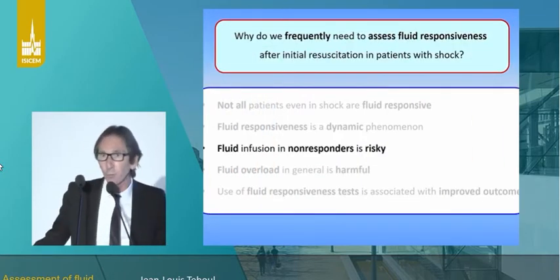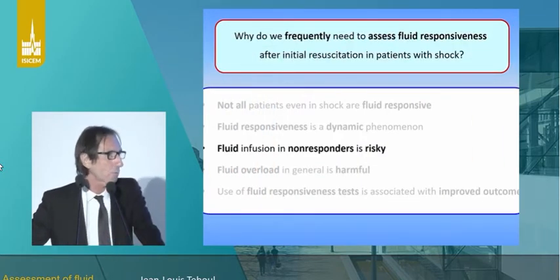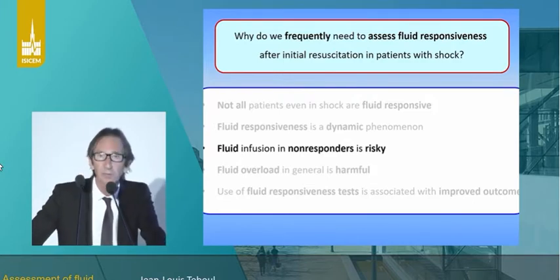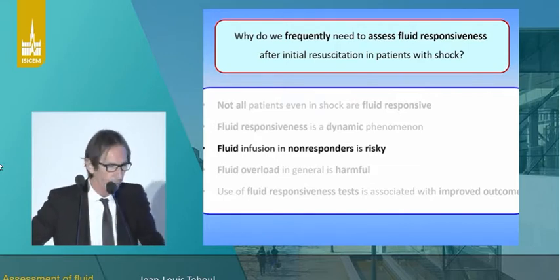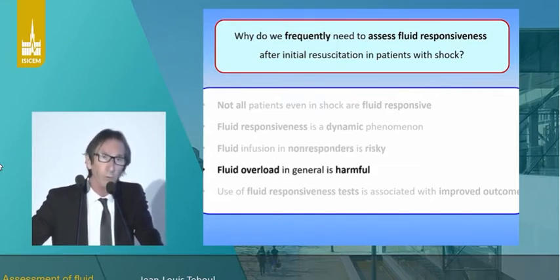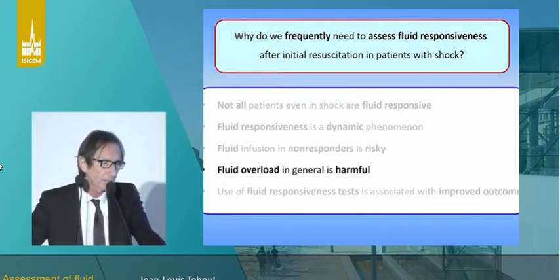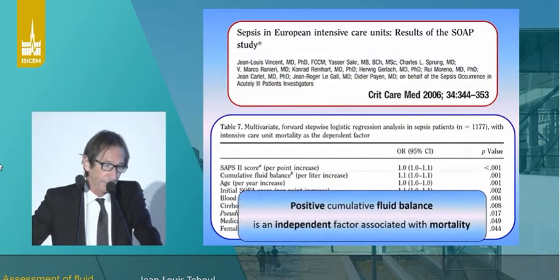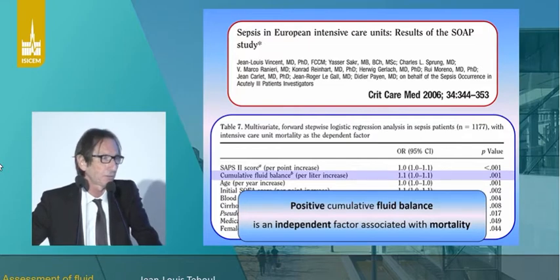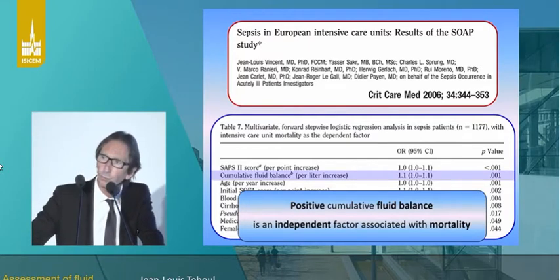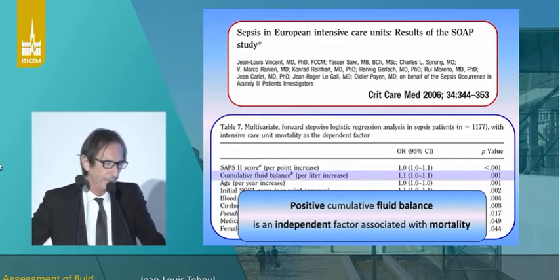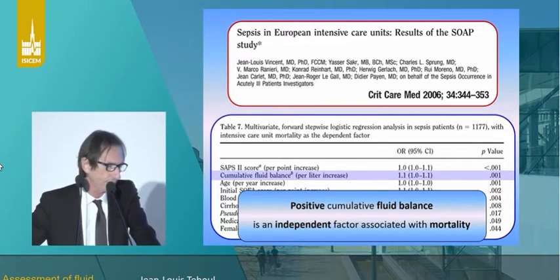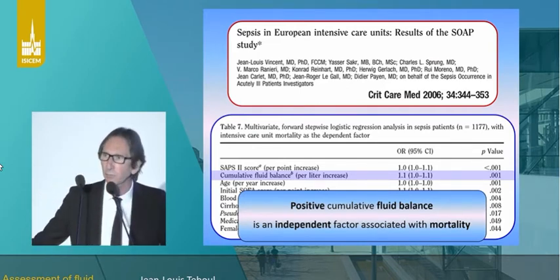The third reason why it is important to assess fluid responsiveness is because fluid infusion could be risky in non-responders, the risk of pulmonary edema, etc. And also, fluid overload is, in general, harmful. For example, I know you know this study by Jean-Louis Vincent and co-workers, the SOAP study, which was one of the first studies showing that a positive cumulative fluid balance is an independent factor associated with mortality, and this was replicated by many other studies.